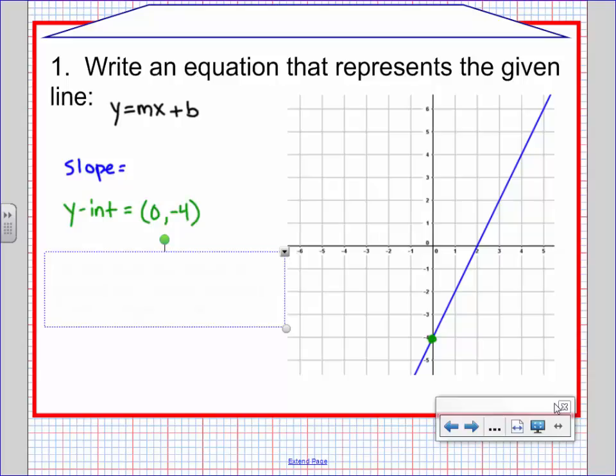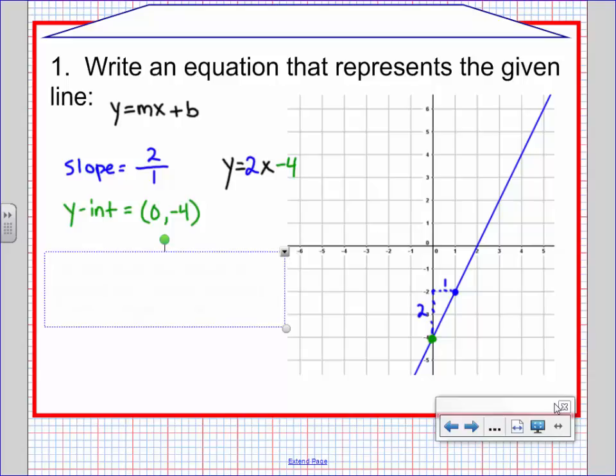And then the slope is how we count from that y-intercept up to the next perfect point. So if I look, my next perfect point is right here at (1, -2). And so my slope then would be up 2 and right 1. So we always do rise over run, so it would be a slope of 2 over 1. Which means that our equation would ultimately be y equals 2x minus 4. So our slope is 2 and our y-intercept is -4.